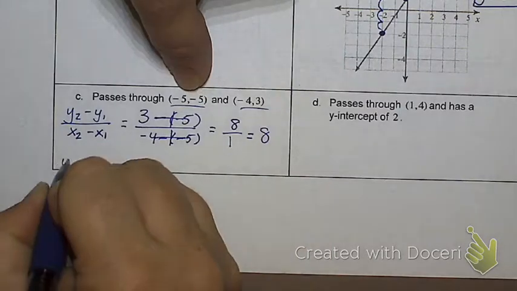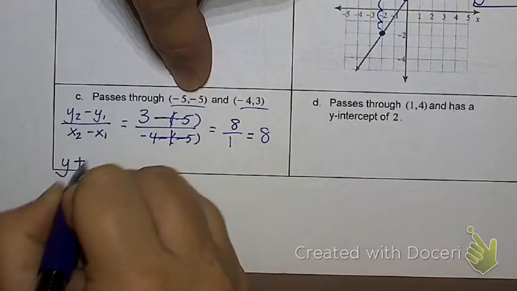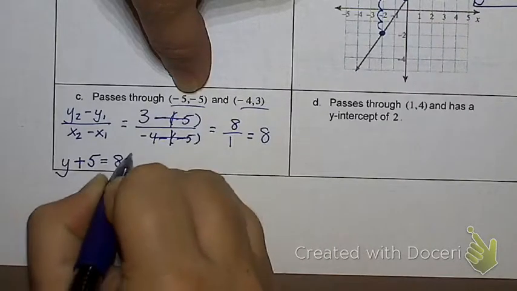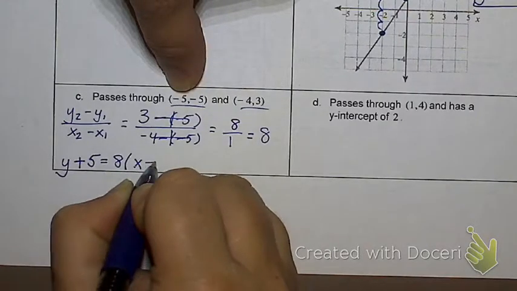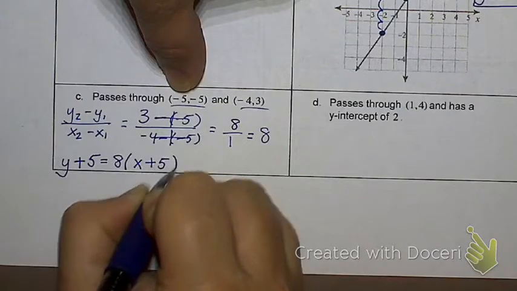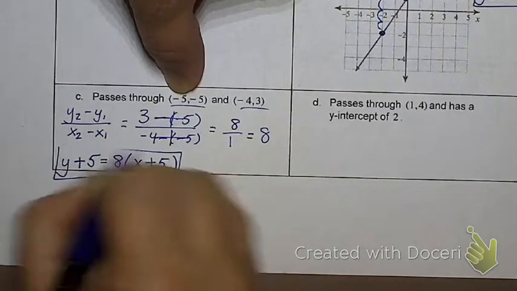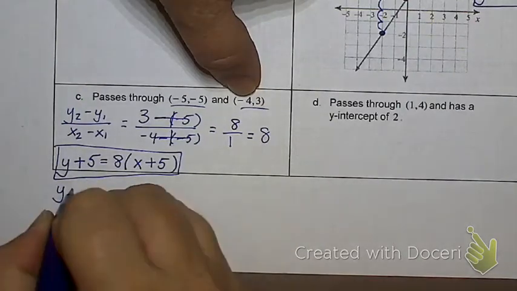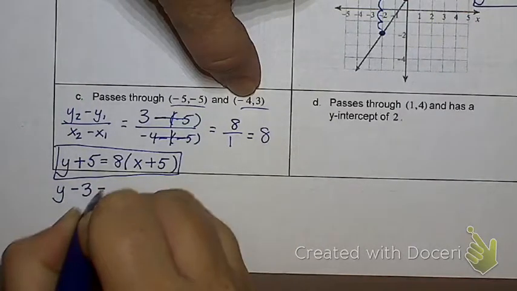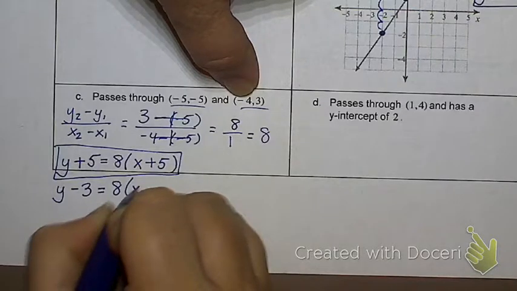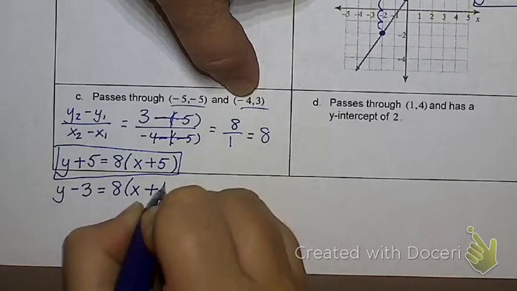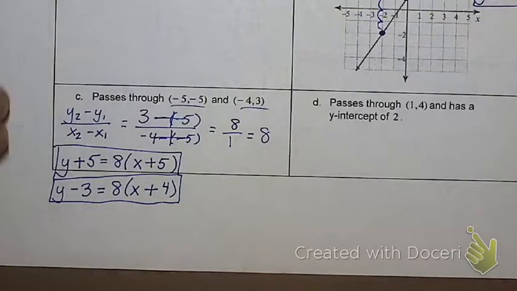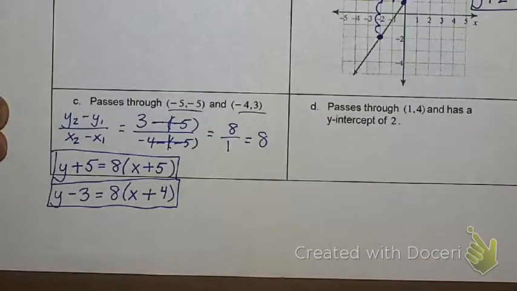So let's see, y minus a negative 5 would become y plus 5 equals 8 parentheses x minus negative 5, which is also going to become a plus 5. That's one way I can write it. The other way I can write it is y minus 3 is equal to 8 parentheses x minus negative 4, becoming plus 4. So either one of those works as my answer. Questions there?